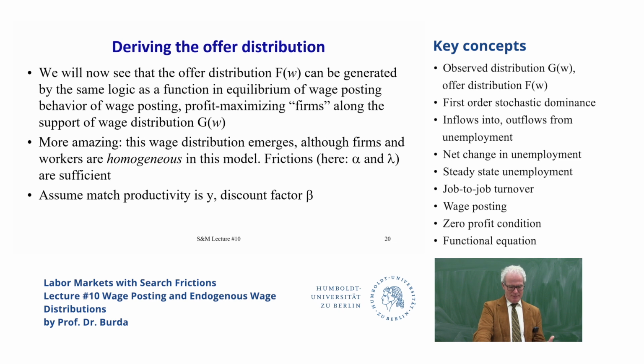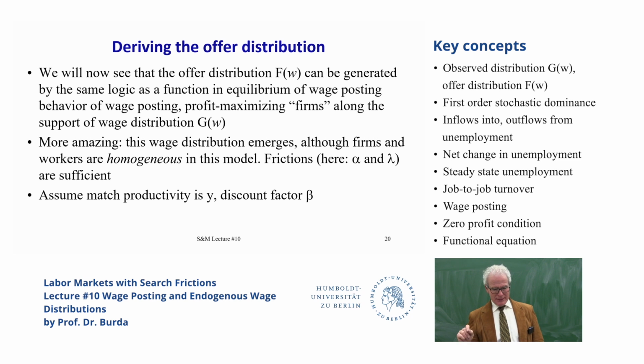Again, it's repeating myself, but it's important to say this again: workers and firms are all the same, and the frictions are sufficient to get this thing going. So remember, we've made this easy for ourselves. We've assumed that alpha 0 equals alpha 1 equals alpha. This is a single parameter. So the rate of arrival of these offers is completely indiscriminate.